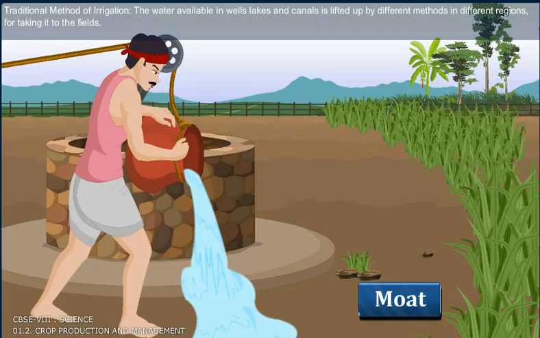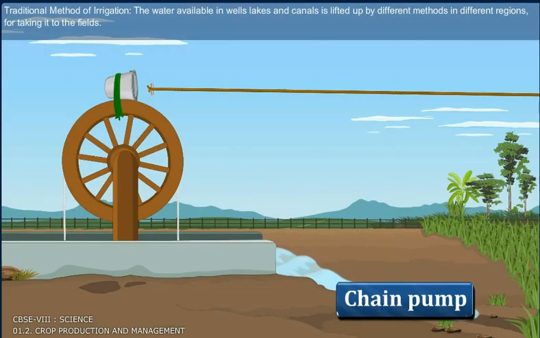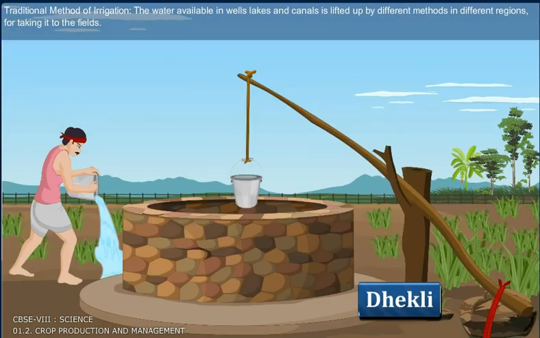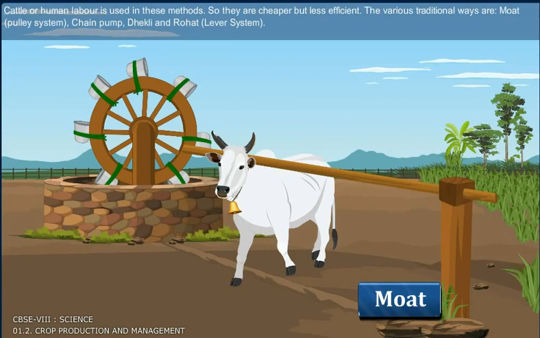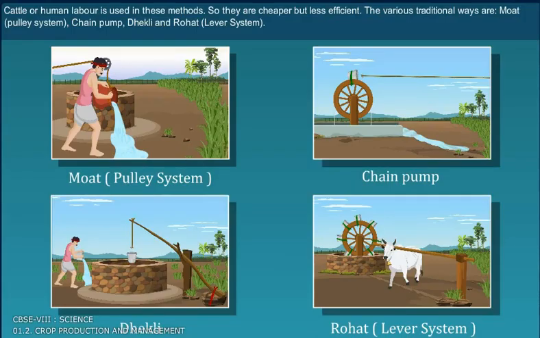Traditional methods of irrigation. The water available in wells, lakes, and canals is lifted up by different methods in different regions for taking it to the fields. Cattle or human labor is used in these methods, so they are cheaper but less efficient. The various traditional ways are moat, pulley system, chain pump, dhekli, and rehat, lever system.